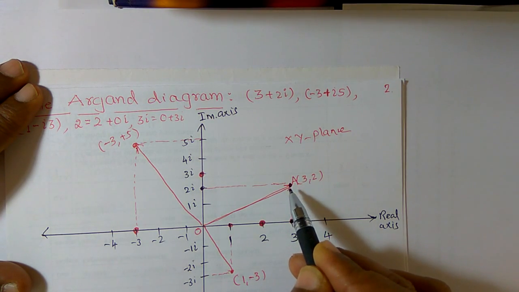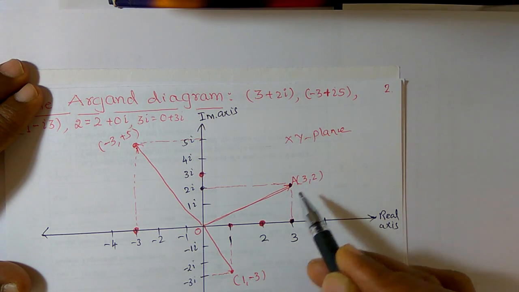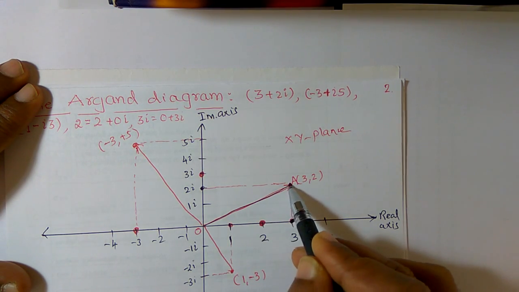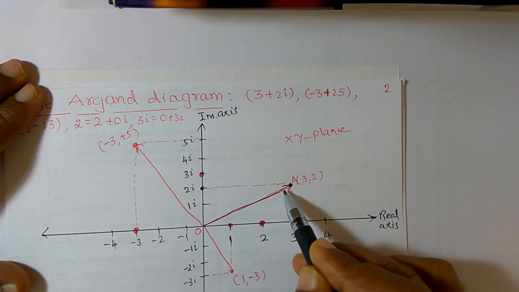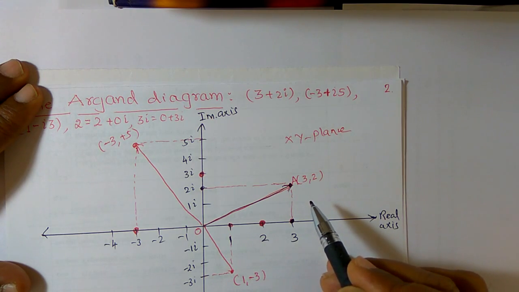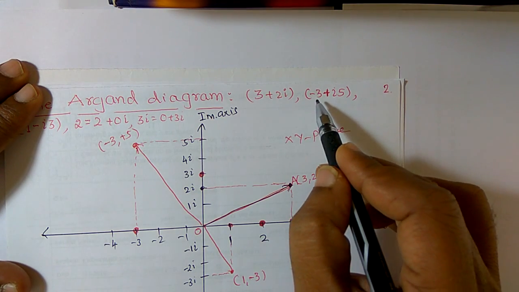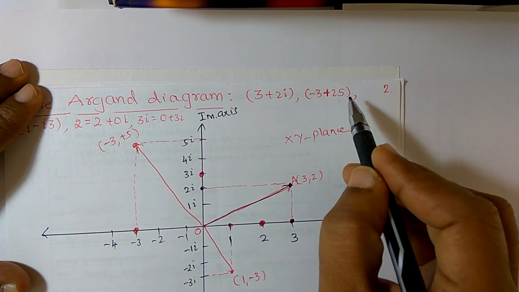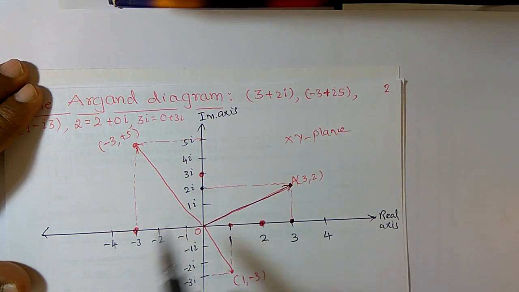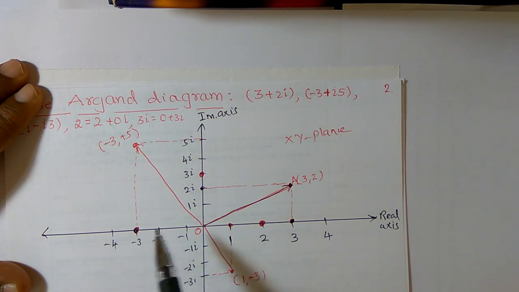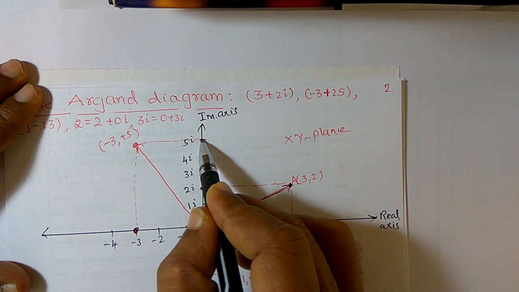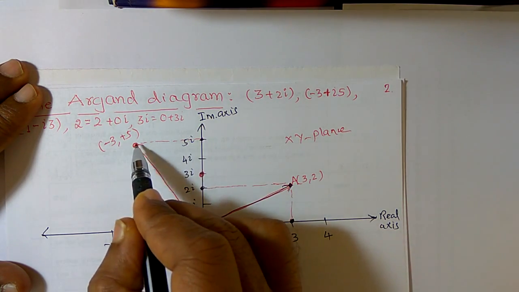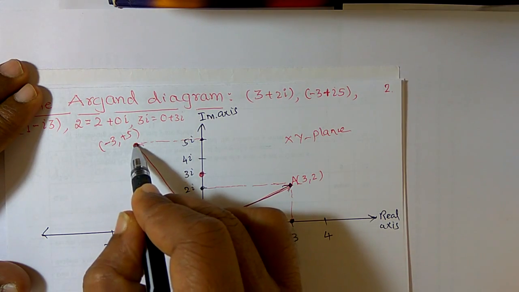What are the coordinates of this point? 3 comma 2. If you want, you can join a line from the origin, so you will get a vector. This vector is called a position vector. Another complex number is minus 3 plus i into 5. So minus 3 on the real axis, 5 on the imaginary axis. These two lines will coincide at this point.